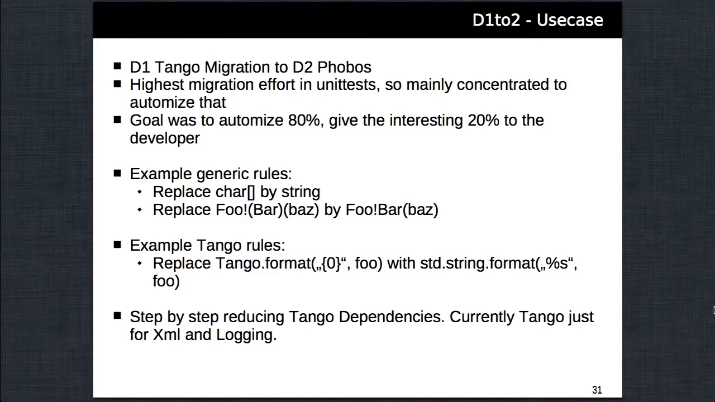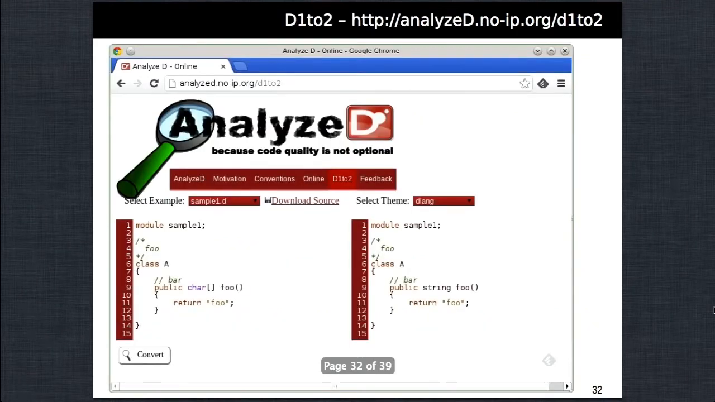But we haven't quite finished the way to D2 forwards. We are still depending on Tango, currently just for XML and logging. So maybe somebody can write standard logging and also find a way to make the Phobos XML parser a little bit faster. It's just too slow for us to use currently. And we also inserted a point on the page for the conversion. So you also can insert your code here and just see the conversion result here. So here just the character array is replaced by the string.